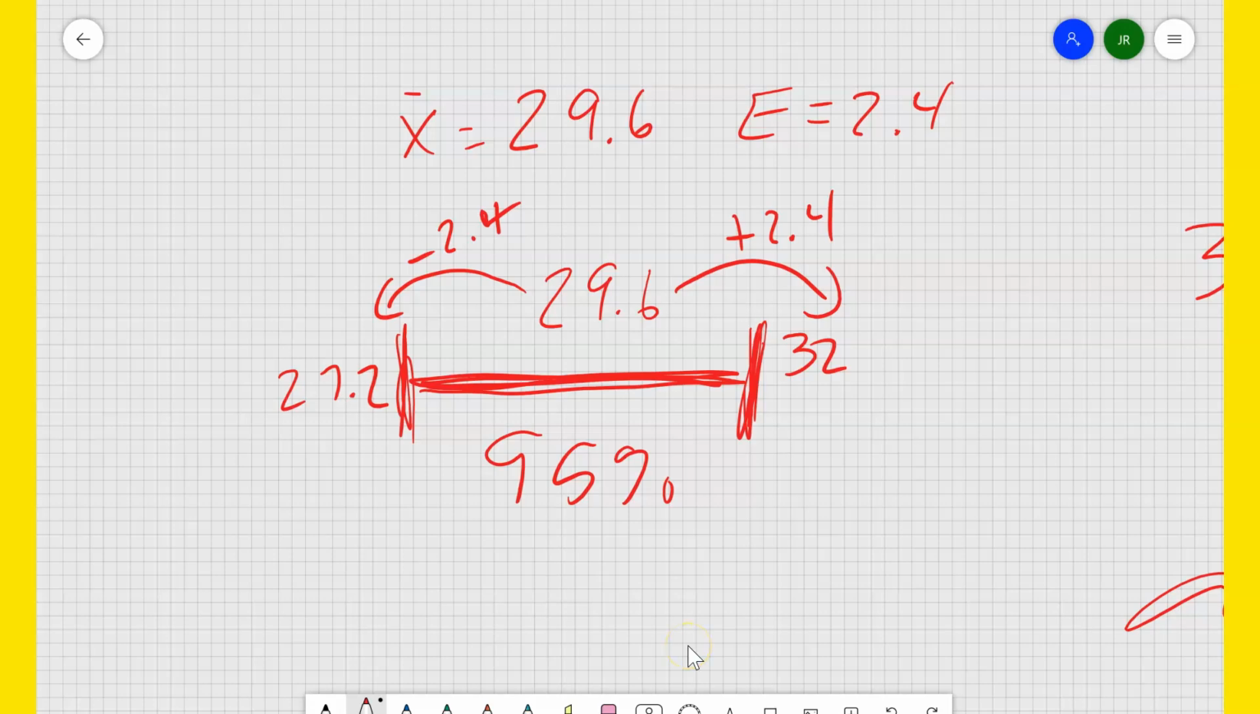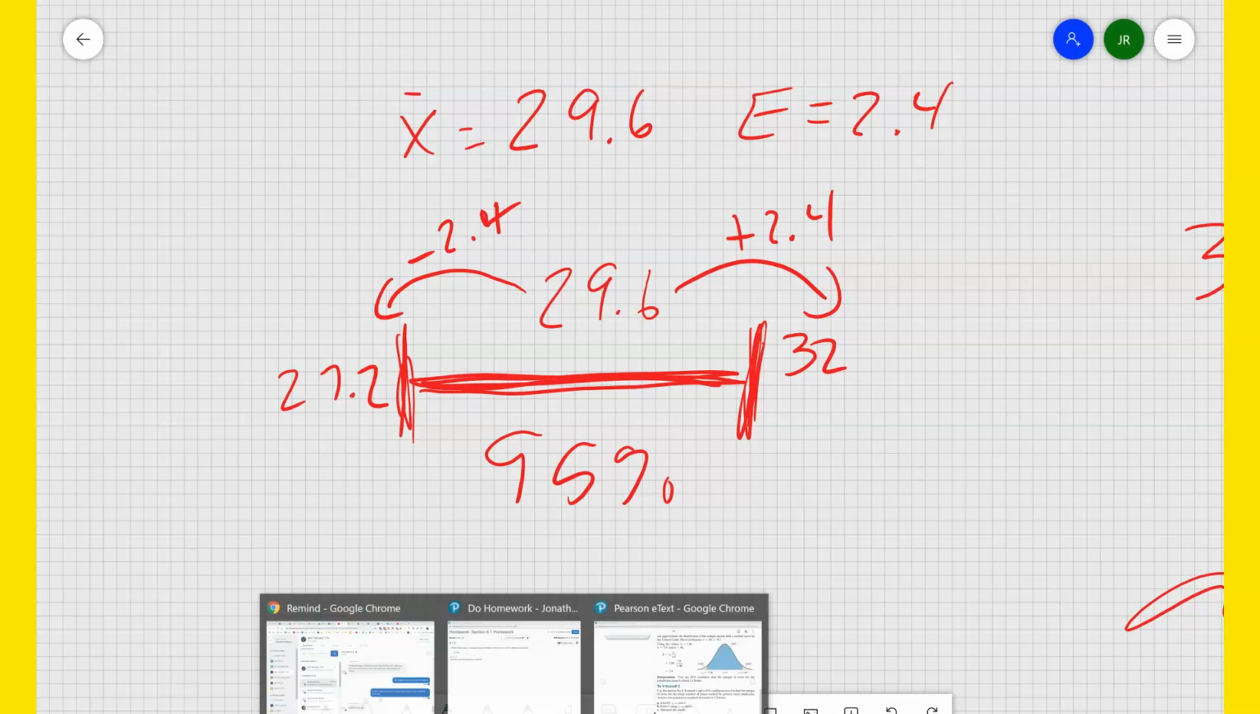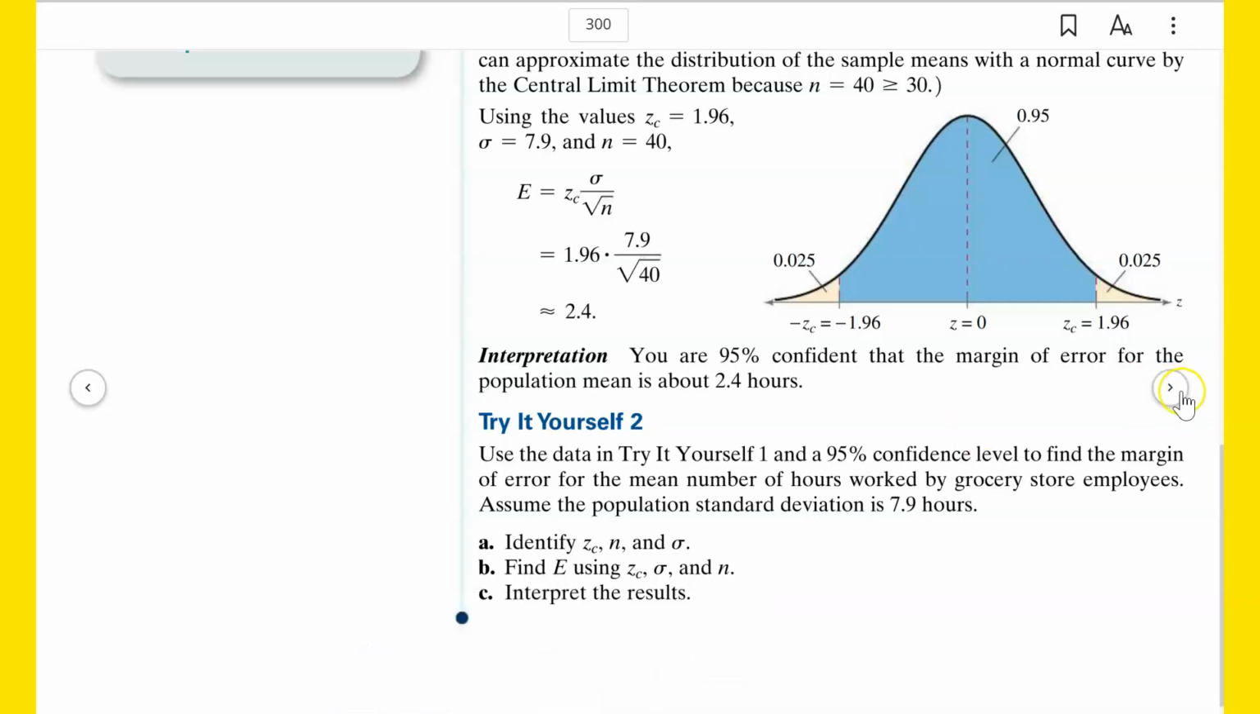I think what it means is that whatever the population mean is, 95% of the samples would fall between those two values. If the population mean were 29.6, then 95% of the samples would fall between those two values, sample means. All right, moving on.